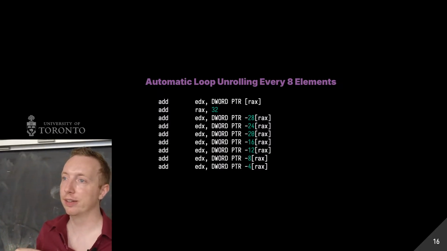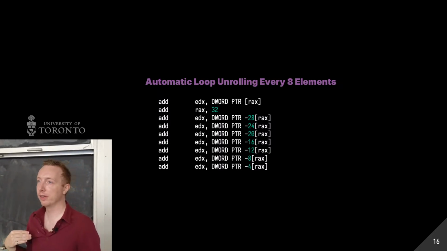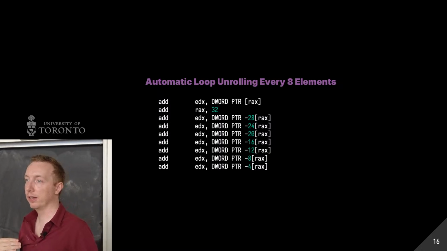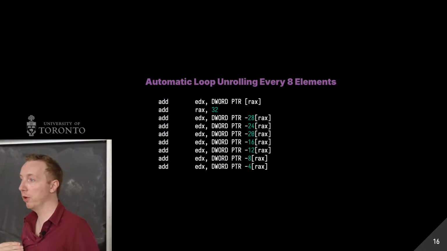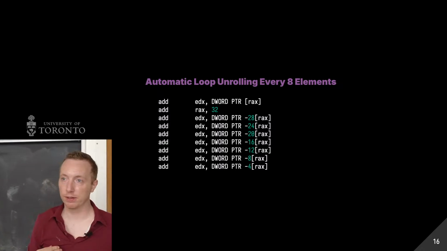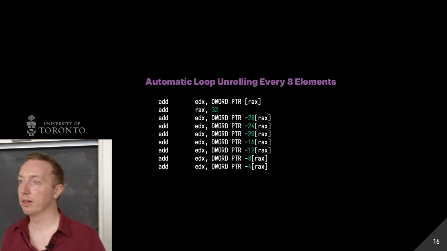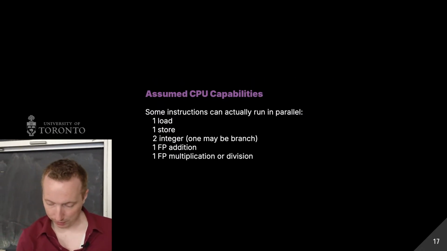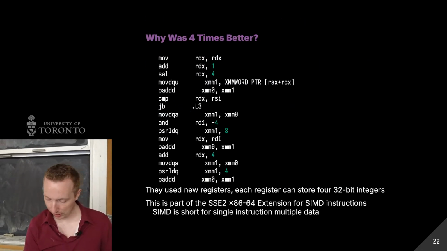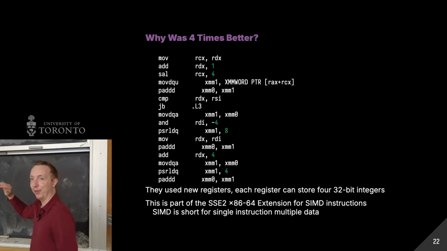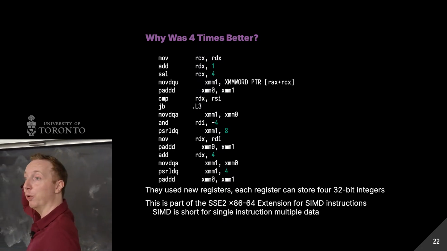Did that happen with just O2, or did you have to specify these special flags? Other flags? Nope, that was just O2. How does the compiler know that your machine supports SSE? Oh, that's a good question. So how does the compiler know that your machine actually supports SSE? That version of SSE is old as hell.